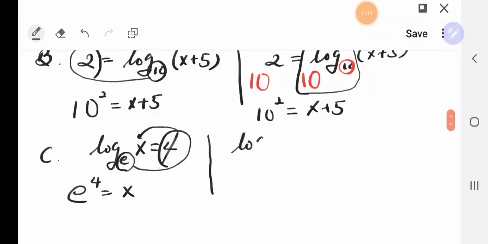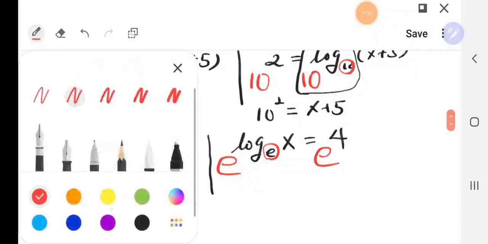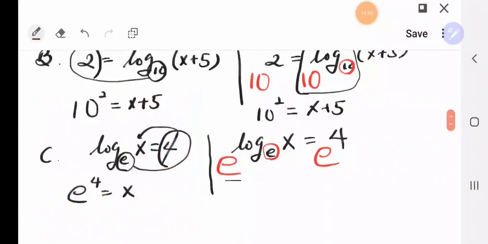Let's make an exponential form. Since the base of the logarithm is e, take e as base of the exponential form on each side. Then the left side is only x. On the left side, this whole thing cancels out, so we have x is equal to e to the 4th power.